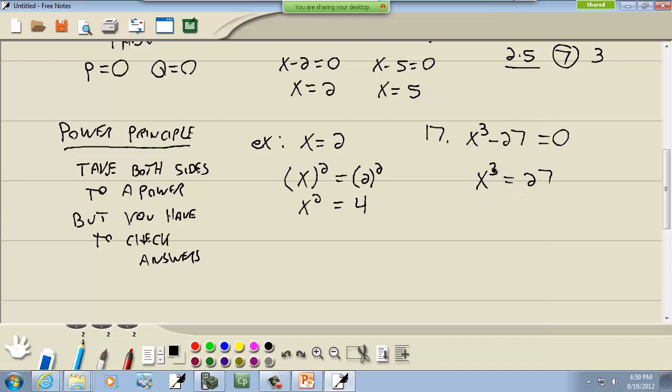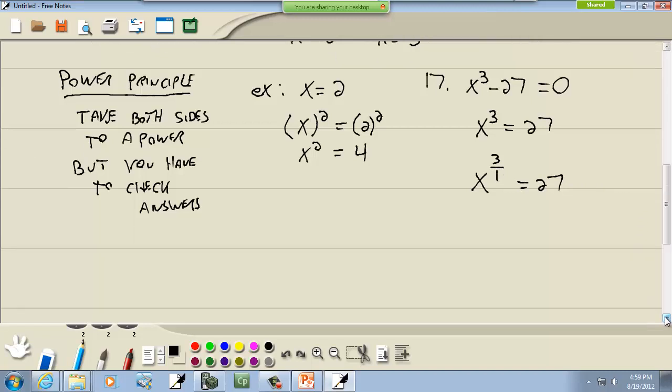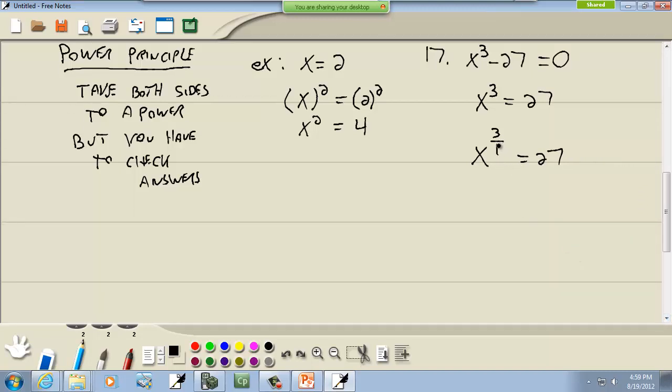Now I want to get rid of that power. I just want to have x there. I want to write it in fraction form, so we'll put 3 over 1. Now how we can eliminate any exponent is raise both sides to a power equal to the reciprocal. So this is 3 over 1. I'm going to take both sides to the 1 over 3 power, like that. And the 3 is going to cancel there.